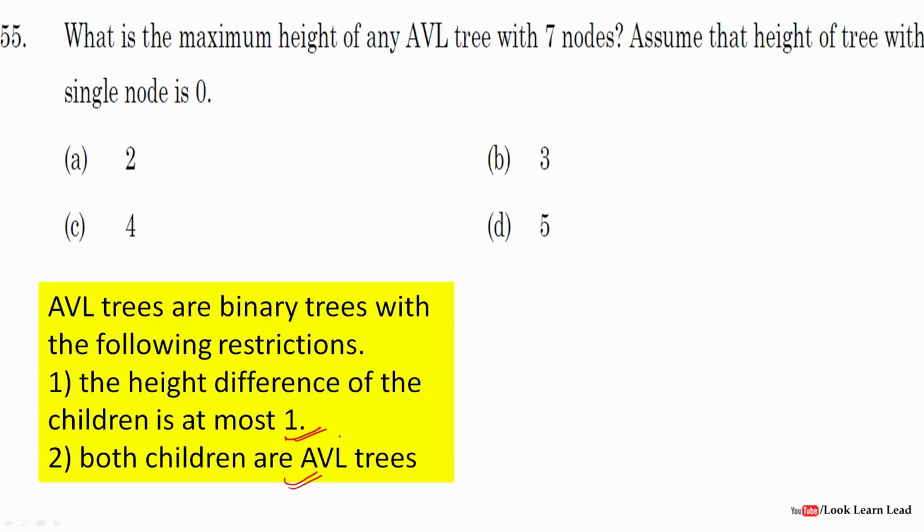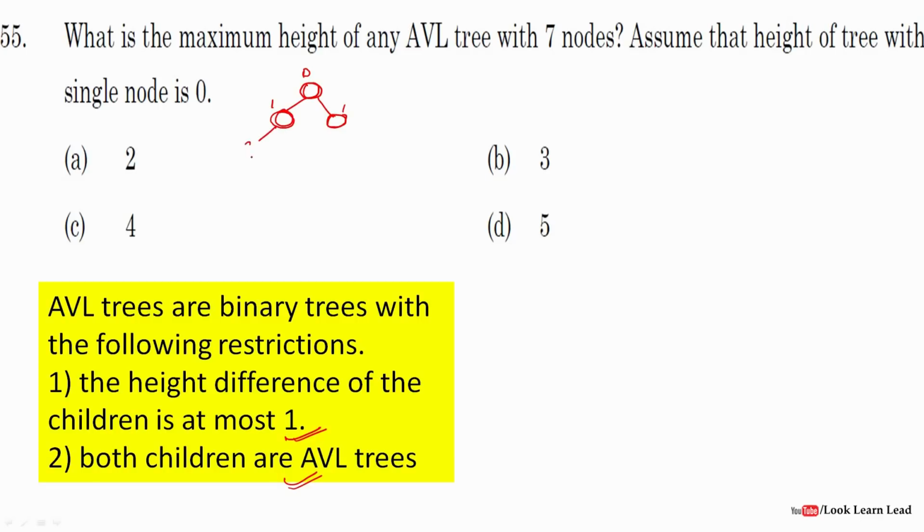So let us construct an AVL tree with 7 nodes. Okay, first node. I am giving it 2 children. So this is the first node and there are 2 children. This is height 0. Next, here we have the height is 1. Here we have the height is 1. So height difference is 0. 1 minus 1, height difference is 0.